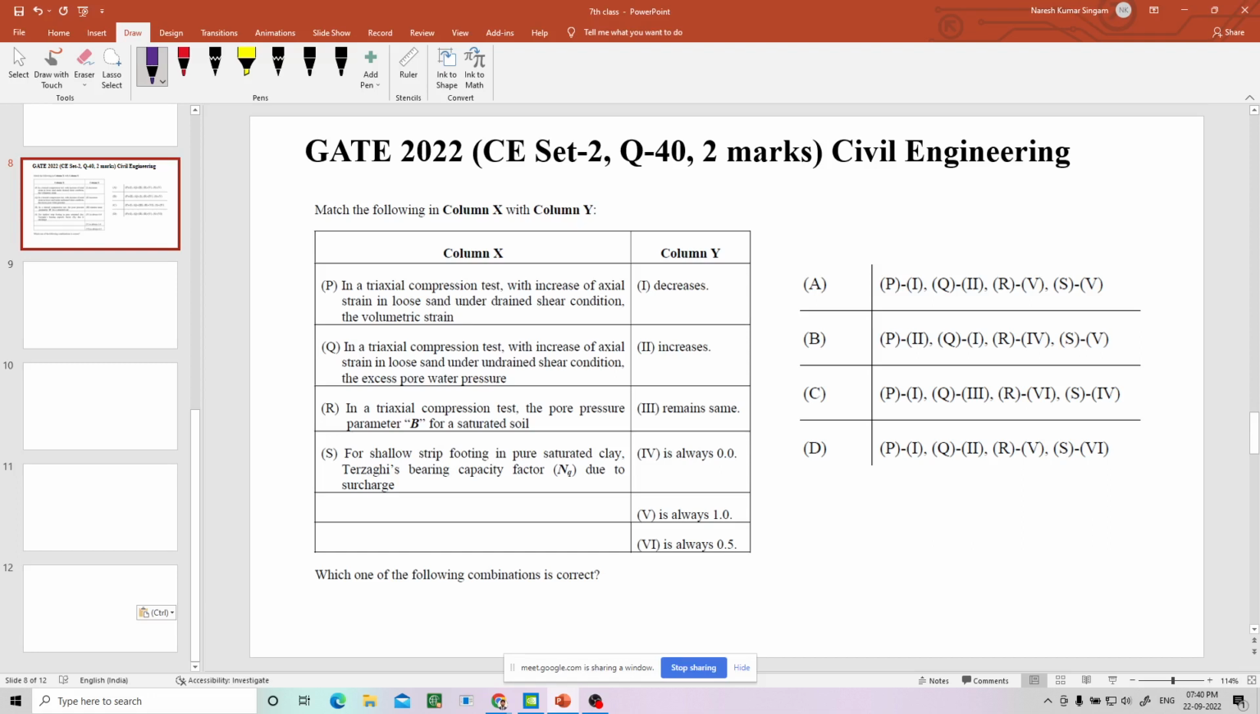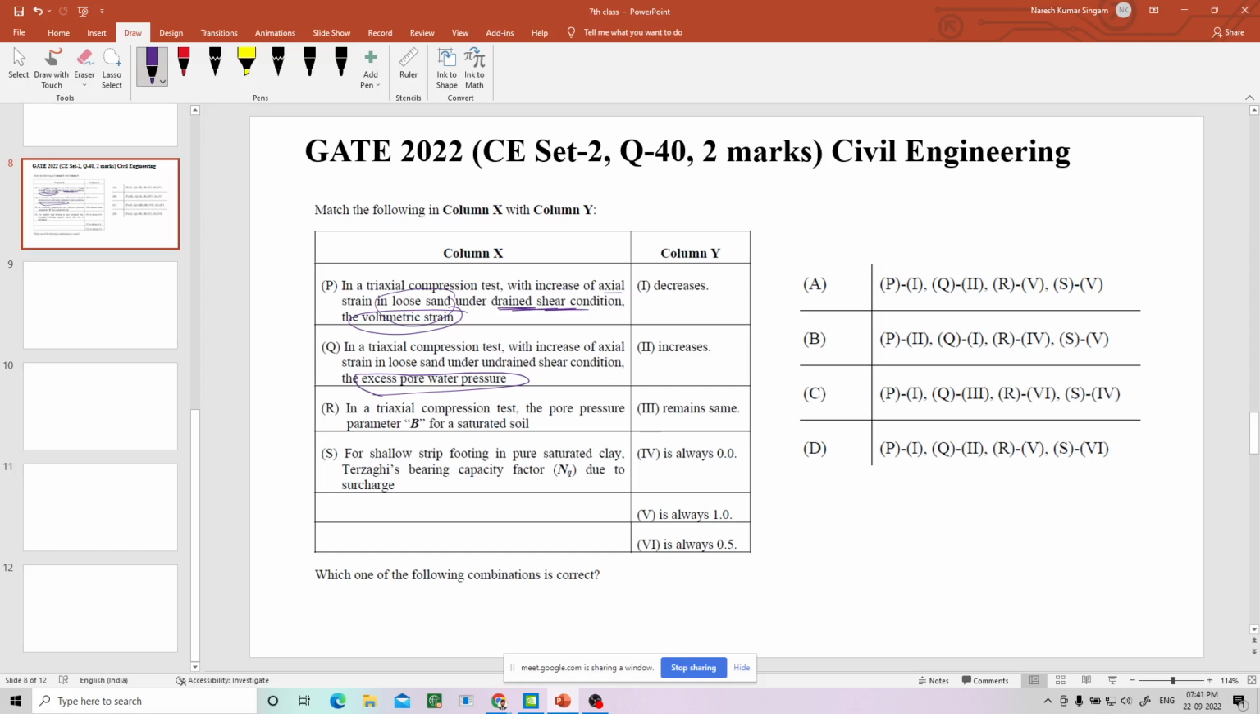In a triaxial compression test with increase of axial strain in loose sand under drained shear condition, how does the volumetric strain change when axial strain increases? Another one is the same triaxial test with the increase of axial strain, again loose sand, under undrained condition. Here drained condition, here undrained condition. The excess pore water pressure, how do they change? That is what is asked.